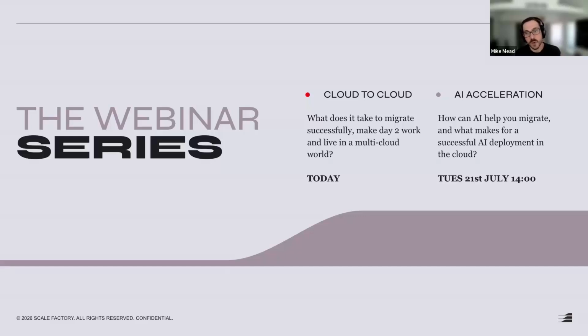The second part of the webinar series, which we have happening next Tuesday, is AI acceleration. So we'll be looking at two angles. One is how using AI tools and technologies can help you migrate, making that faster, cheaper, and just your life easier. And then the second thing is once you're in the cloud, or if you're already in the cloud, how can you successfully deploy an AI initiative or workload, and what does that look like?